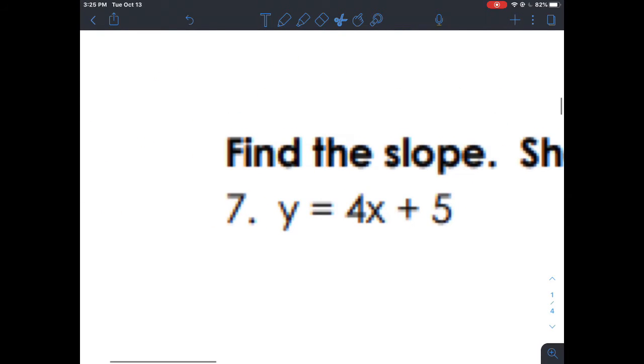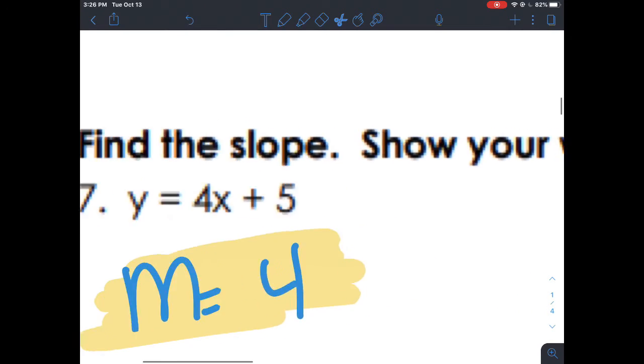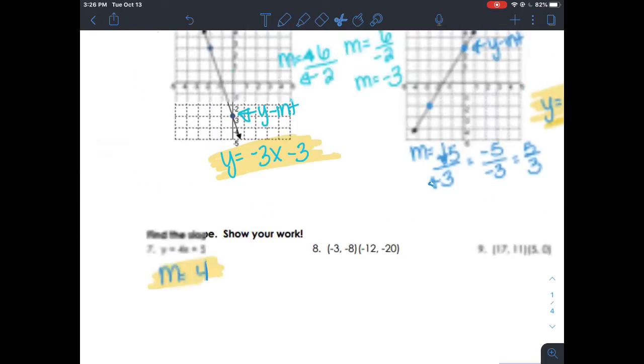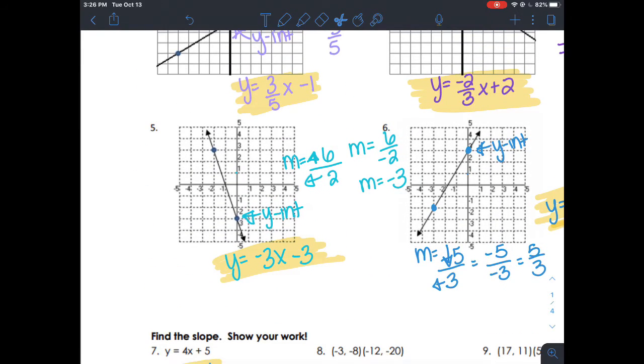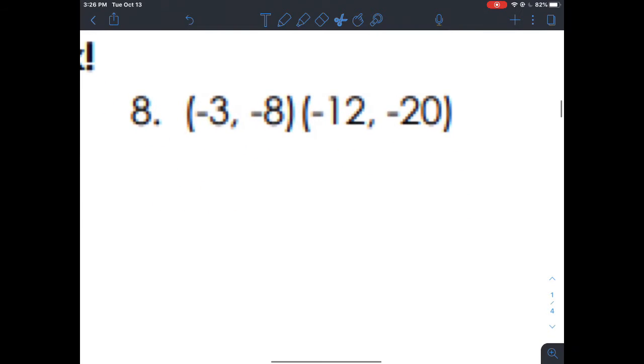Okay, so we have y equals 4x plus 5. Well, m is slope. Pretty easy to identify. My slope is 4. Okay, it's just right in the equation. This next one, I'm given 2 different points. So if I were to graph them, I could just go rise over run. Unfortunately, it's not graphed, so I do need the slope equation.